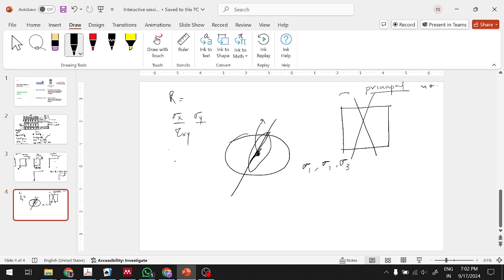Okay. So you have been asked to, what was it again? Radius of the Mohr circle. Specifically, you do not plot the Mohr circle between sigma x and sigma y. You only plot it between sigma 1 and sigma 3. So first you have to calculate the sigma 1 and sigma 3 for this.